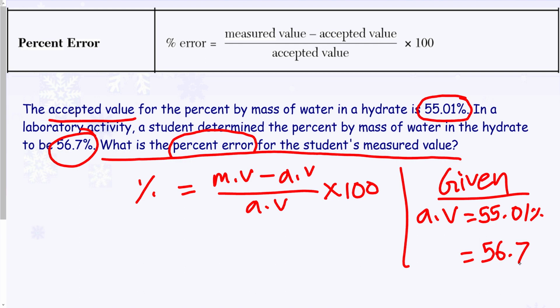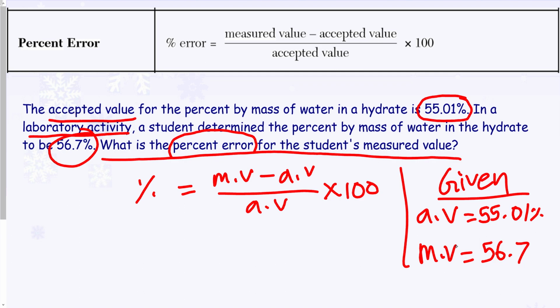Some students usually get confused, like, oh, what is 56.7%? You have to use your logical reasoning. If one of them is accepted, the other one has to be measured, even if the word is not in the question. Since the student did a laboratory activity, obviously the student did the experiment, and that must be the measured value, or sometimes it is known as experimental value, because the student obtained the number by doing an experiment. So let's calculate this.